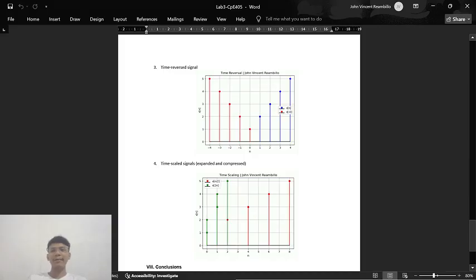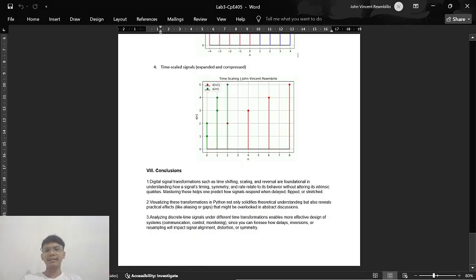Next, I applied time reversal, which flips the signal about the vertical or time zero axis. This means that what was originally at positive n is now at negative n. In the plot, we can see the reversed signal x[-n] mirrors the original x[n]. This transformation is very useful in analyzing symmetry. If the signal is even, the reversed version looks the same. If it's odd, it appears inverted. Time reversal helps in understanding how signals behave when mirrored in time.